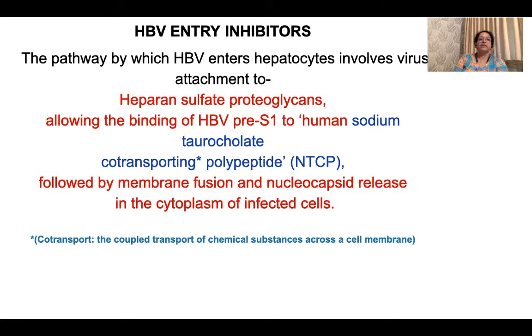Again, I will repeat, heparan sulfate proteoglycans allows the binding of hepatitis B virus pre-S1 to human sodium taurocholate cotransporting polypeptide. Cotransporting means the coupled transport of chemical substances across the cell membrane. This NTCP is the most important part of inhibitor in case of HBV entry. This is followed by membrane fusion and nucleocapsid release in the cytoplasm of infected cell.